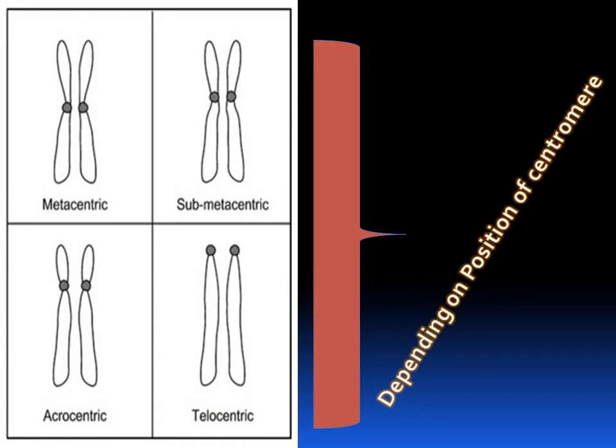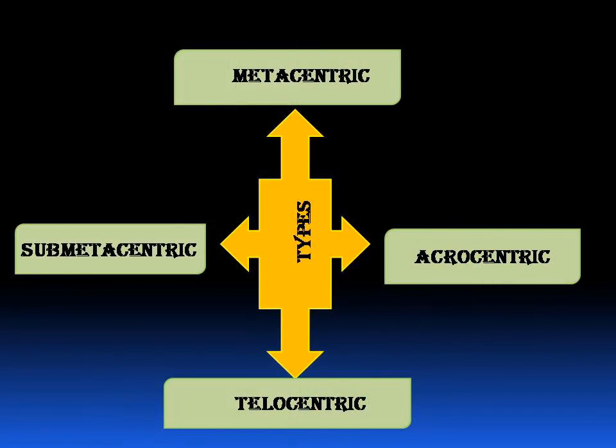Chromosomes are divided into four major types depending upon the position of the centromere. If the centromere is present at the central region of the chromosome, it is called metacentric. Meta means middle. If the centromere is present between the central part and the terminal end, it is called submetacentric. If the centromere is present near the terminal end, it is called acrocentric. And if the centromere is present at the tip of the chromosome, it is called telocentric. So the position of the centromere determines the shape and the type of the chromosome.